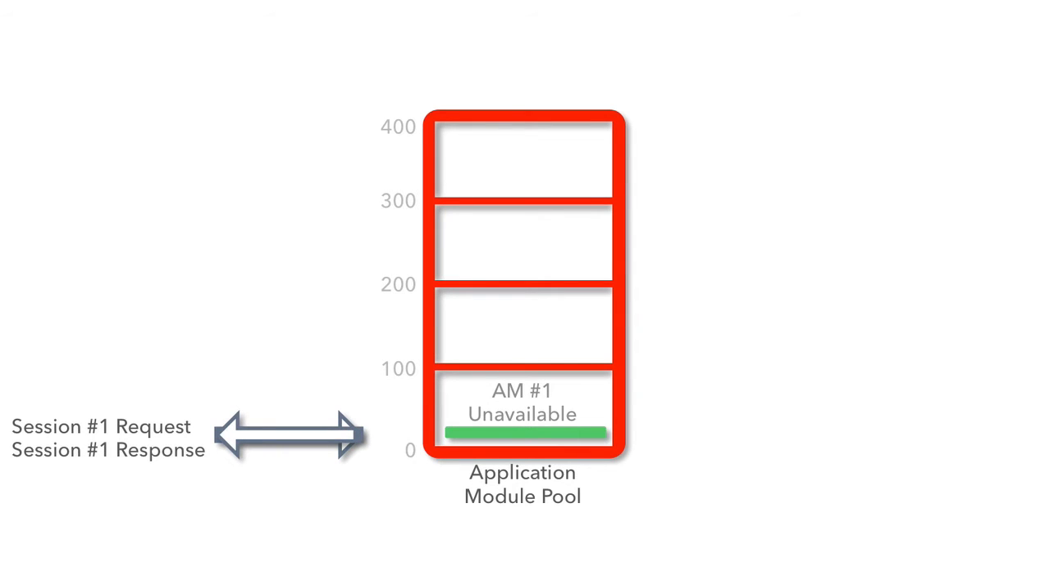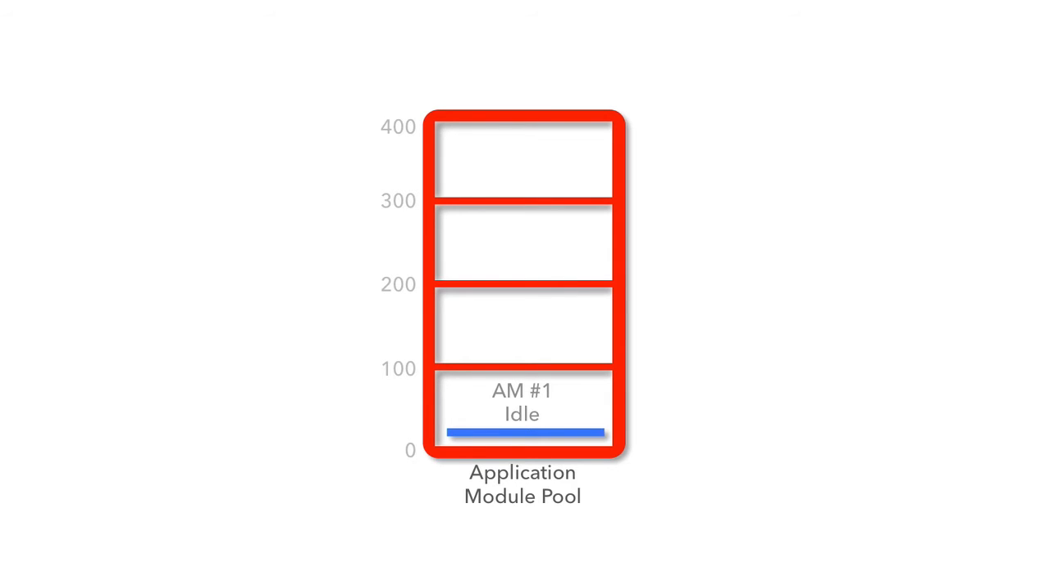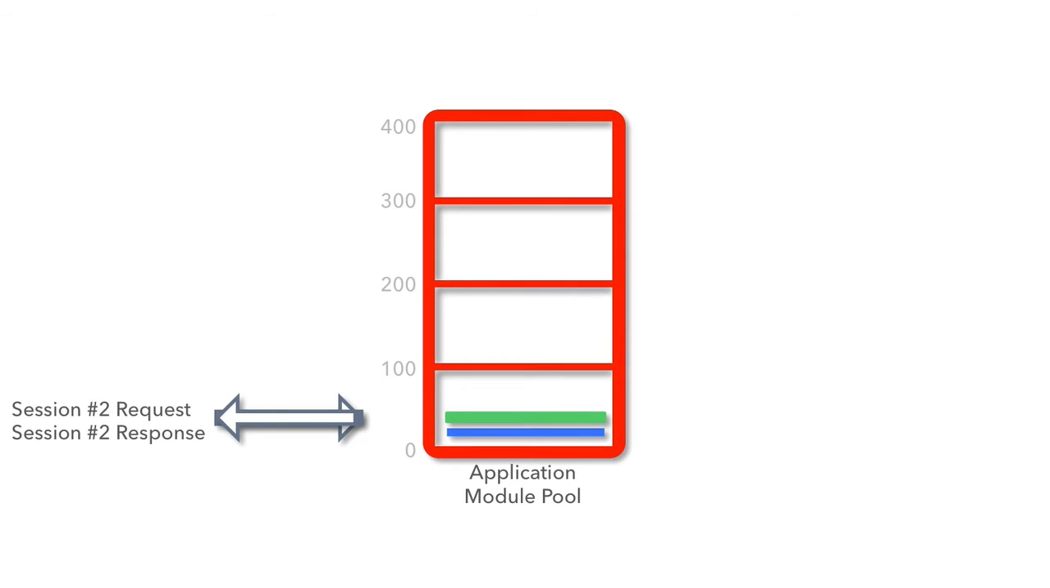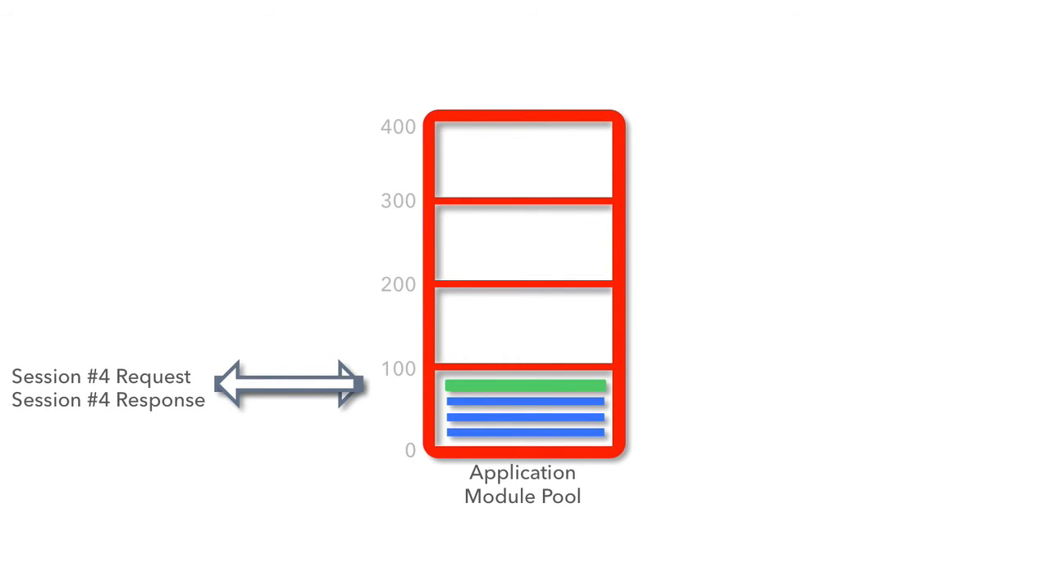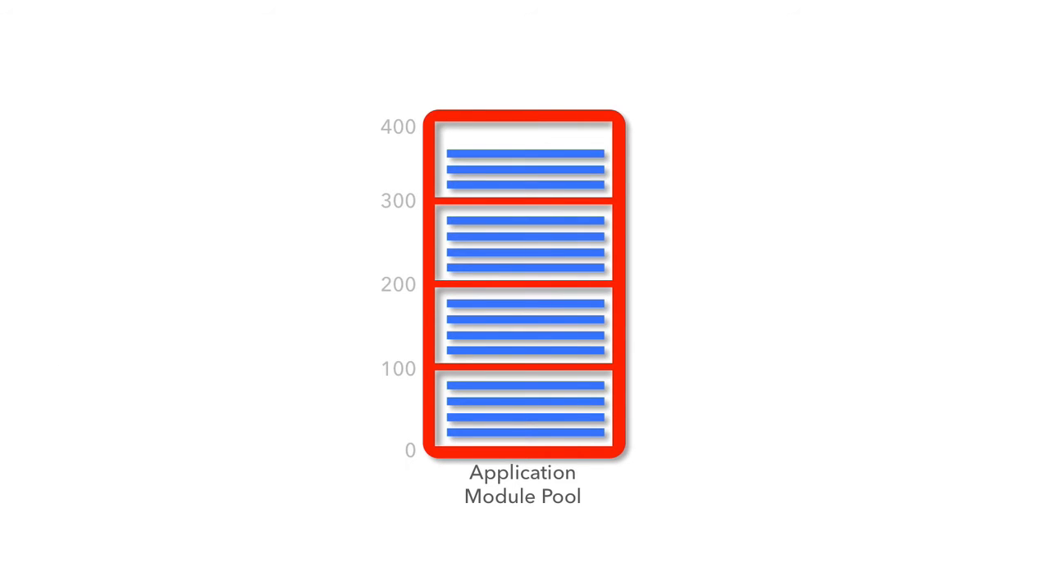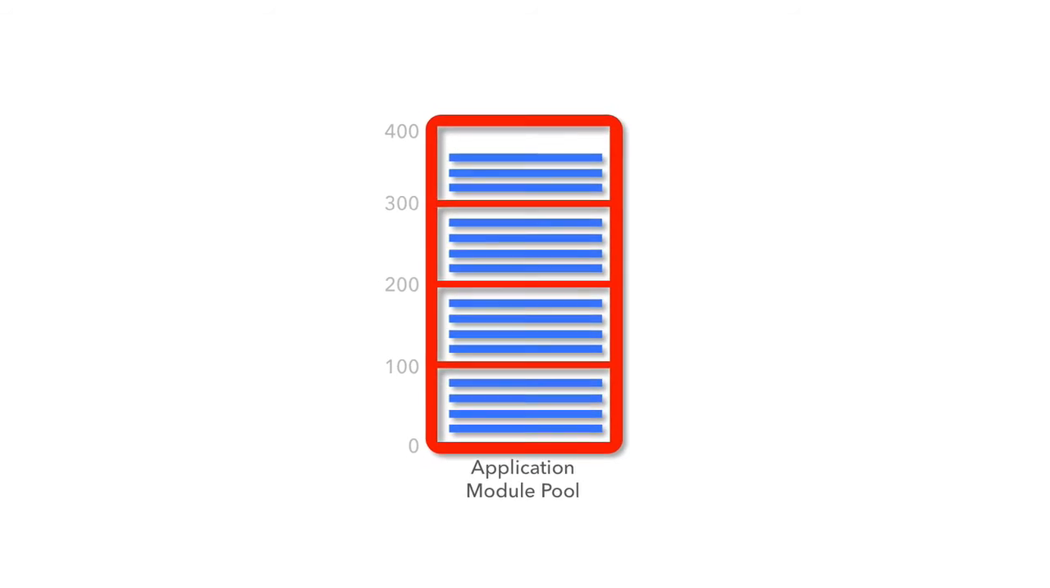Again, eventually an AM response will be formed and sent back through the JSF and ADF lifecycles to the browser or the client that requested it. And AM number 1 for the first session will go back to being idle. Over time, other sessions, here session 2, separate to the previous session number 1, will also want their own AMs to work with. Here's session number 3, here's session number 4, right up to session 399, can all be allocated their own AMs, their own state, and so on.